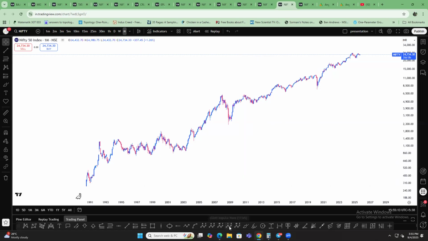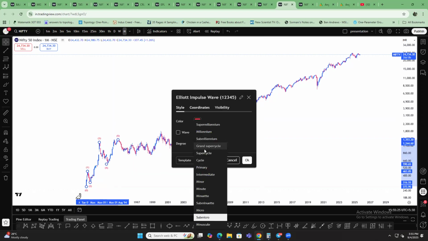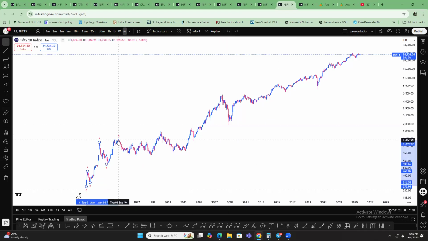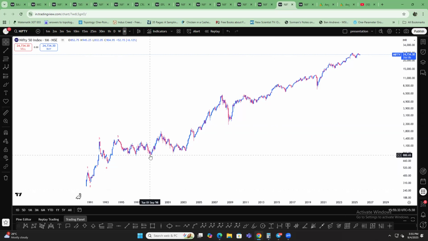From the beginning, we have a clear 1, 2, 3, 4, and 5, and diminutive minuscule. And this is wave 1, and this is wave 2. It is a flat correction. A, B, C, A, B, C, W, X, and Y.